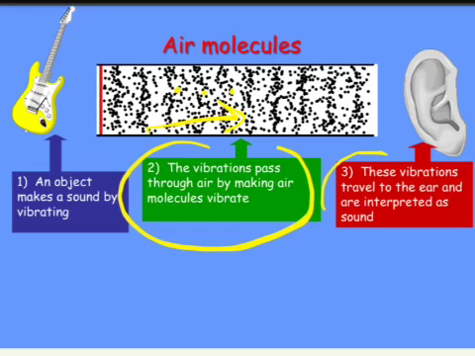Eventually, this wave of vibrations is going to make its way to your ear, or maybe someone else's ear. At that point, it's going to vibrate a tiny little membrane deep inside the ear called the eardrum, or the tympanic membrane, and it's going to jiggle that membrane. Then there's a whole lot that goes on inside the ear, but eventually it is interpreted by your brain as some kind of sound.